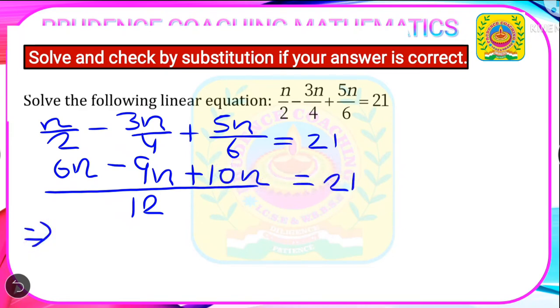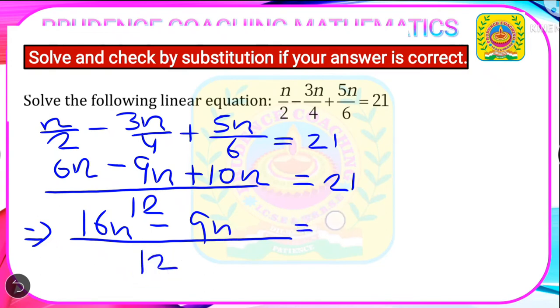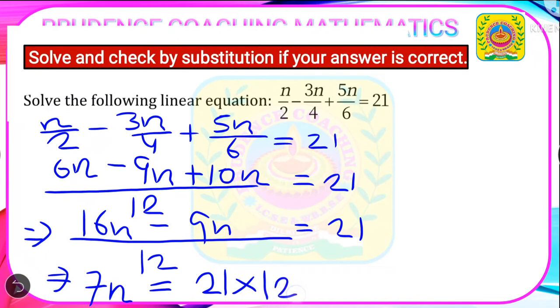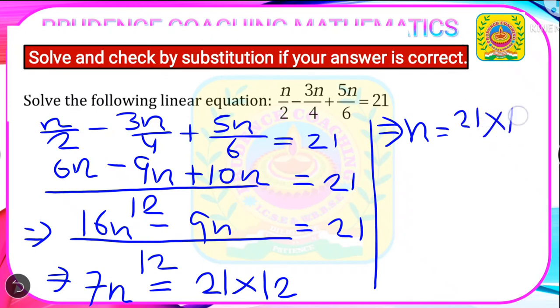Now, as you can see, in the numerator we need to solve where we have 6n and 10n which are positive. So 6n plus 10n will give you 16n, and we have a minus 9n. In division we had 12, so we will write here 12 equals 21. After this we will get 16n minus 9n will give you 7n, and this 12 which was in the denominator will become the numerator, or it will come in multiplication as it was in division on the left hand side. So after this we will get the value of n by transposing the 7, the coefficient of n, on the right hand side. So you will get 21 into 12 by 7.